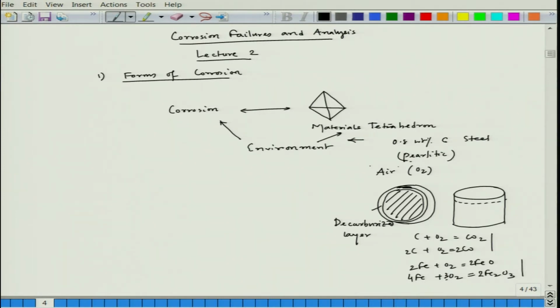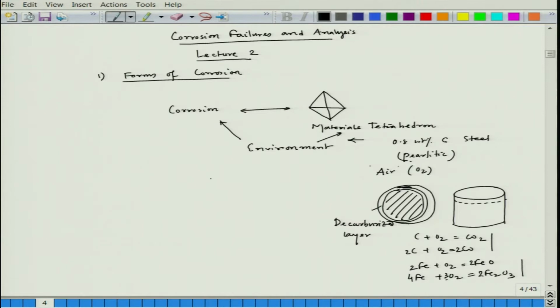In the case of cast iron, for example grey cast iron, the carbon content is of the order of about 3 weight%. There also we could see that kind of decarburized layer, which looks like a white section. Why white? Because when you etch, the higher the carbon, the higher the etching tendency. It would get grayish in color.